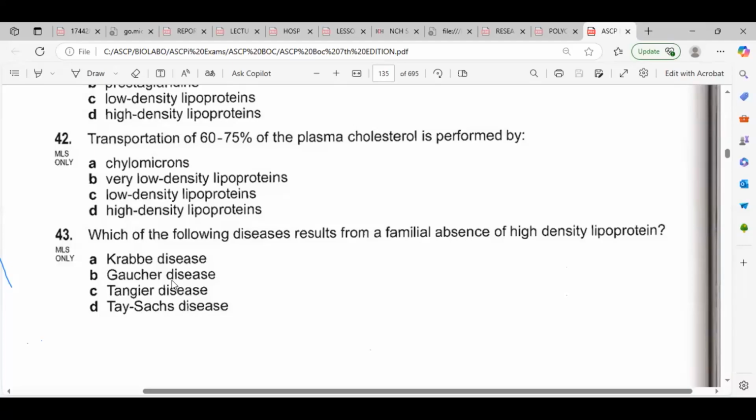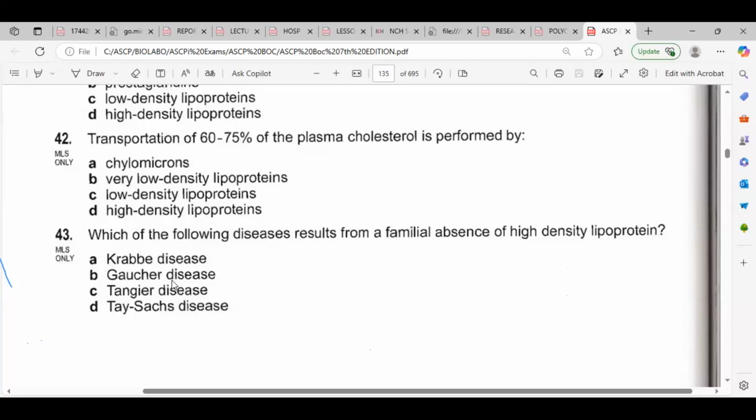Finally, we have question number 43. This is also a question that usually appears in exams. This one I have seen it even, maybe in my own exam, maybe a long time ago, where they ask about familial absence of high density lipoprotein disorder. What is that disease? How do we call it? Familial absence of high density lipoprotein.